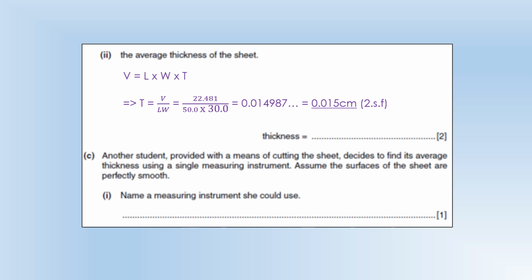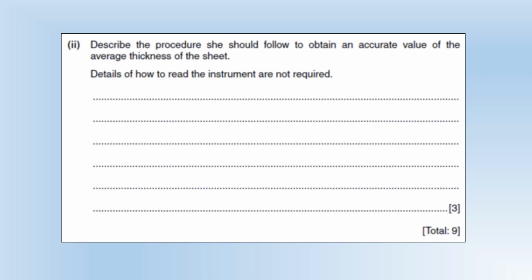Another student, provided with the means of cutting the sheet, decides to find its average thickness using a single measuring instrument. Assume the surfaces of the sheet are perfectly smooth. Name a measuring instrument we'd use. We'd use a micrometer, or a micrometer screw gauge, to give it its full name. Describe the procedure she should follow to obtain an accurate value of the average thickness of the sheet. Details of how to read the instrument are not required. First, micrometers are very prone to having zero errors, or having a non-zero reading when they're fully closed. So you need to make sure you don't have one of those, or account for it if you do.